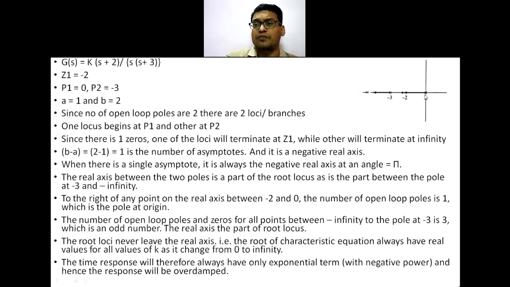And that is why it will start from the pole which is at 0 and will terminate at the open loop zero, which has the value of minus 2. So to the right of any point on the real axis between minus 2 and 0, we count the number of open loop poles and zeros, and likewise for all the points between infinity and the pole at minus 3. So from minus 3 to infinity, and from minus 3 to 0 at the pole. So this is where the one asymptote is there.